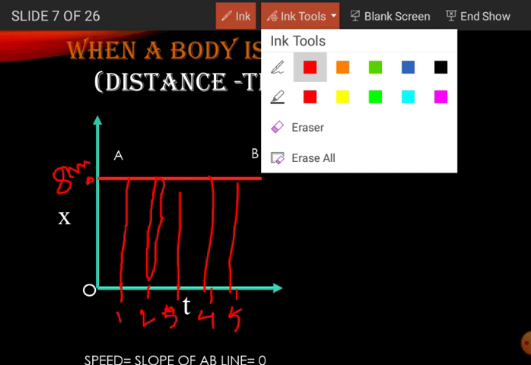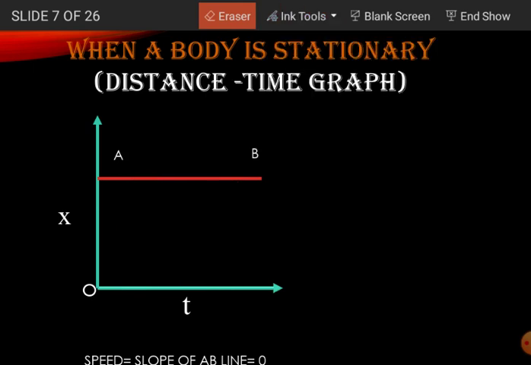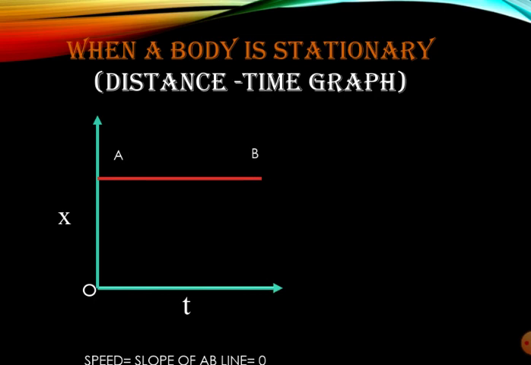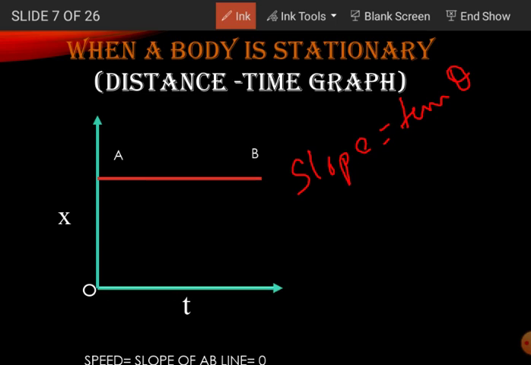So the distance time graph of a body at rest will be a straight line parallel to the x-axis. Speed can be obtained from this distance time graph by the slope. What is meant by slope? As I told you in the previous class, slope is equal to the tangent of the angle formed by that curve or graph with the x-axis. Here the graph is parallel to the x-axis, so the angle between this graph and the x-axis is 0. Tangent of 0 degrees is 0. So the slope of this graph AB is also equal to 0.